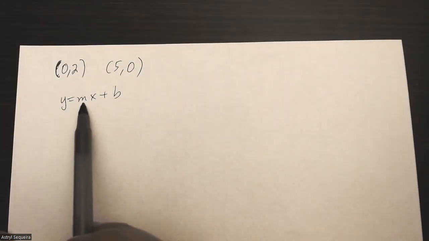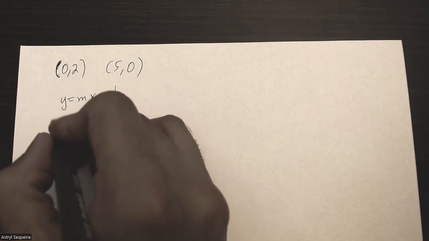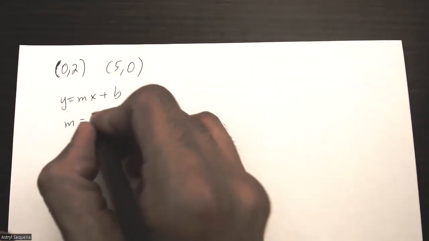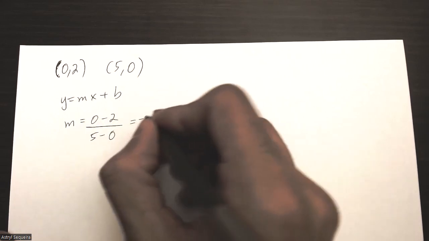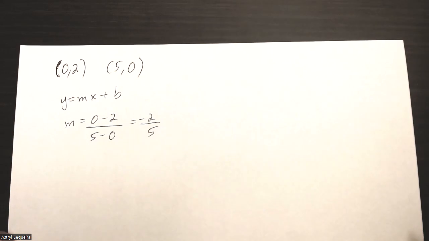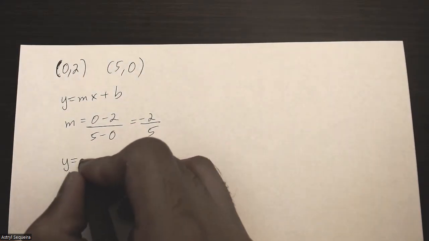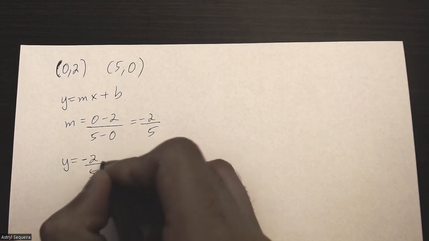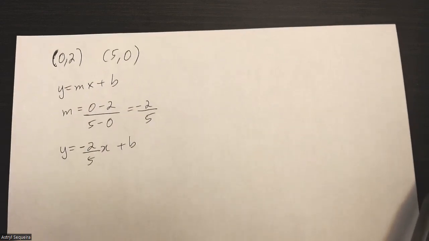So I'm going to start by finding my slope by doing y2 minus y1 over x2 minus x1. 0 minus 2 over 5 minus 0. Just negative 2 over 5. I'm going to rewrite my equation as y equals negative 2 over 5x plus b. I just filled in my slope there.